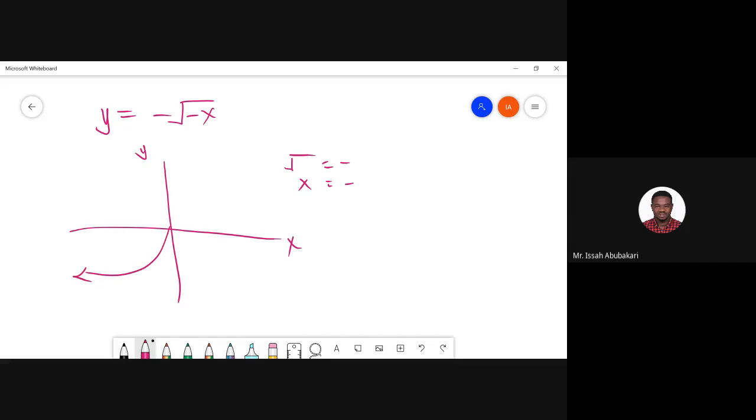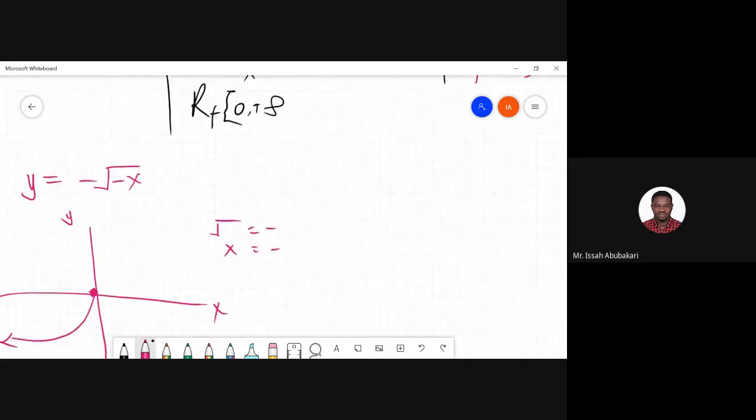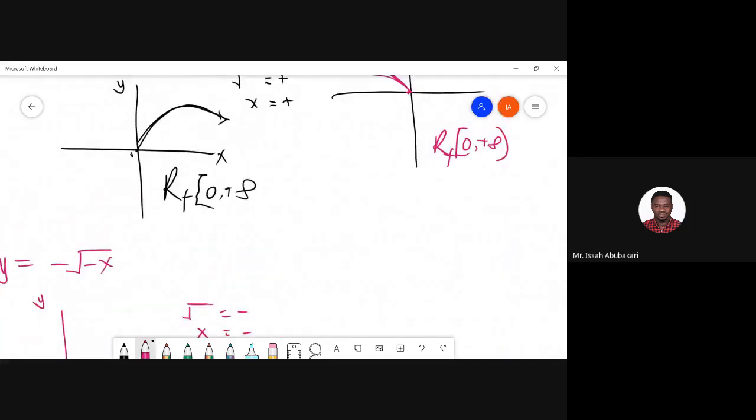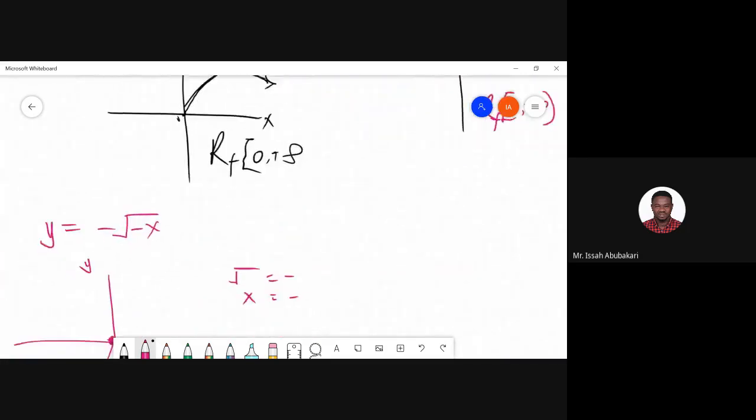Okay, and the range of the function will be minus infinity to 0, because it starts from 0 here. Is that okay? Now let's look at the last one. Please, is that okay? The last one will be this side.